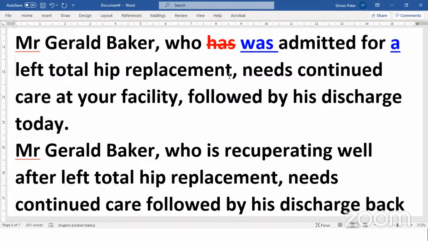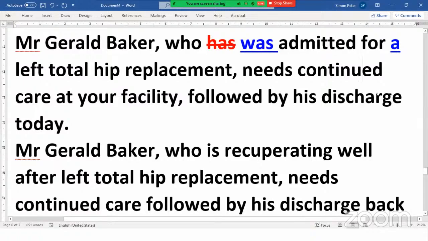What you have written, who was admitted for a left total hip replacement. More important than admission is undergoing the replacement. When you say it the other way around, underwent, it is not just clarity, it shows completion. Here it shows that he was admitted there. So you can say who underwent is better here because it is done. Left total hip replacement, needs continued care.